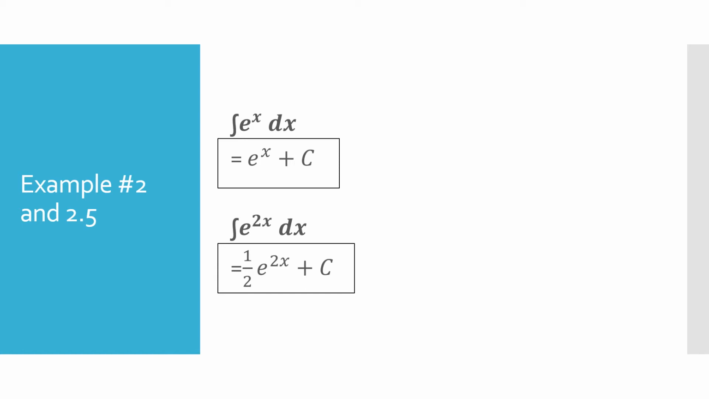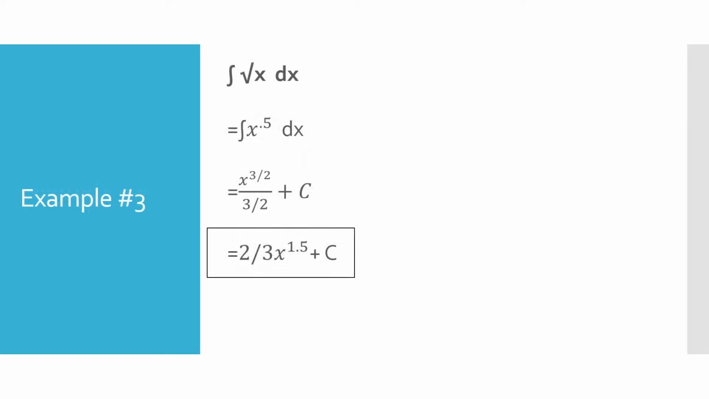For example 2, we're simply examining an e to the x problem. If you can recall, the derivative of e to the x is simply e to the x, and it remains the same. Therefore, the integral, because it is an inverse function, will be e to the x plus c. In example 2.5, right below it, it's e to the 2x. It's very similar, however, you do have to keep the 2x the way it is, but you're just going to divide it by 2 and add c to the end, just as if it were a simple e to the x problem.